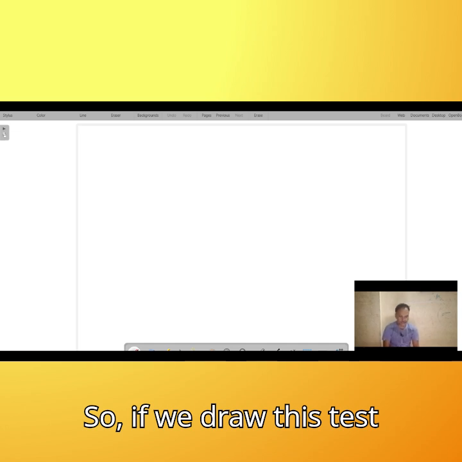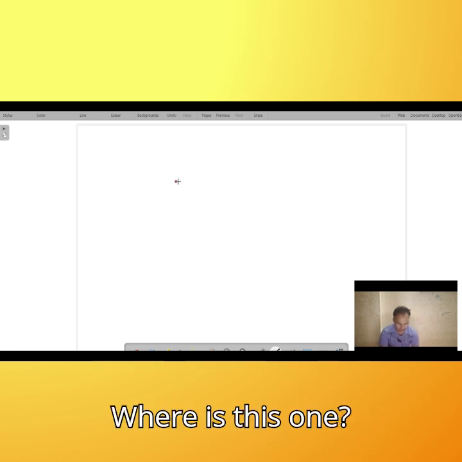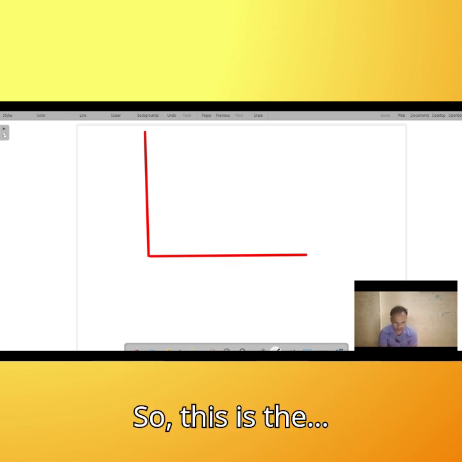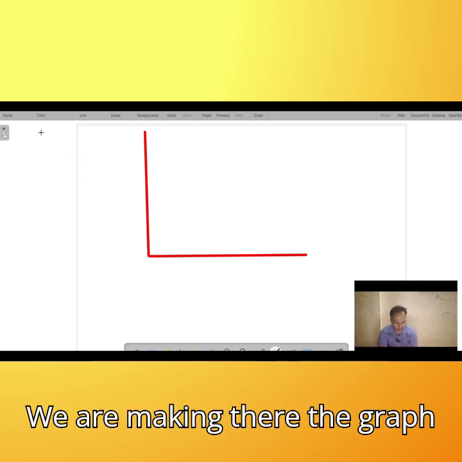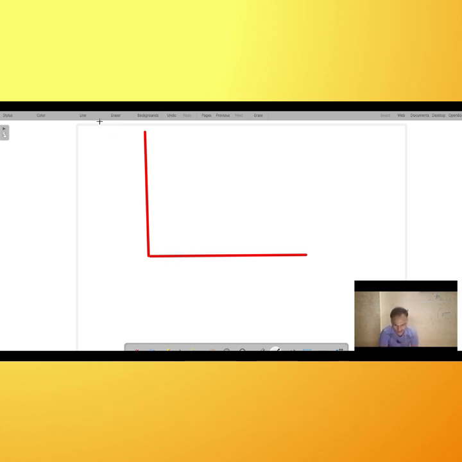Another. So if we draw this test result on a histogram, let me draw. We are making the graph on the histogram, the frequency and the strength graph.